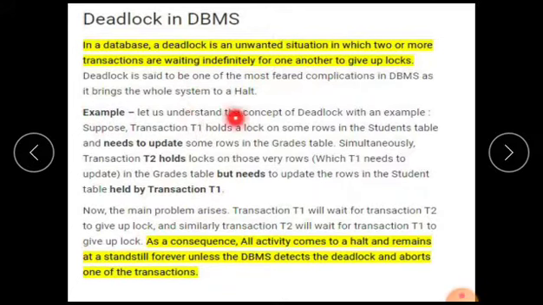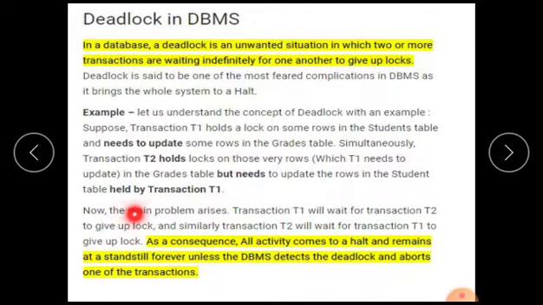Example, let us understand the concept of deadlock with an example. Suppose transaction T1 holds a lock on some rows in the student table and needs to update some rows in the grades table. Simultaneously, transaction T2 holds locks on those very rows which T1 needs to update in the grade table, but it needs to update the rows in the student table which is held by transaction T1.